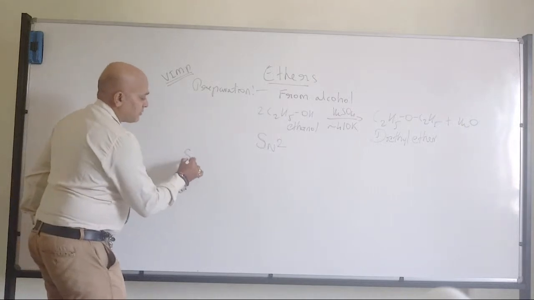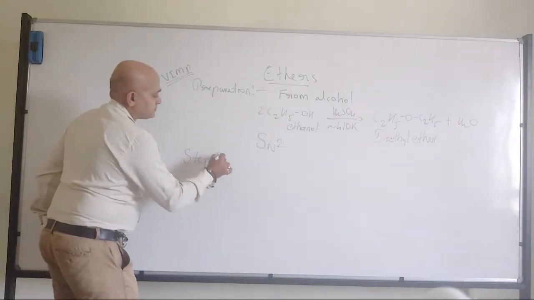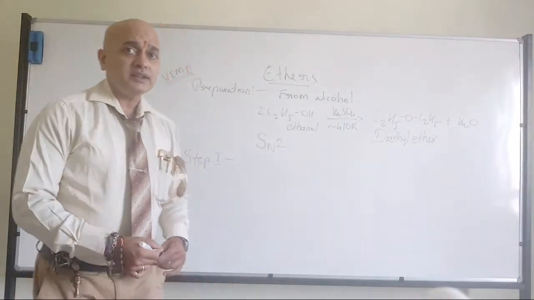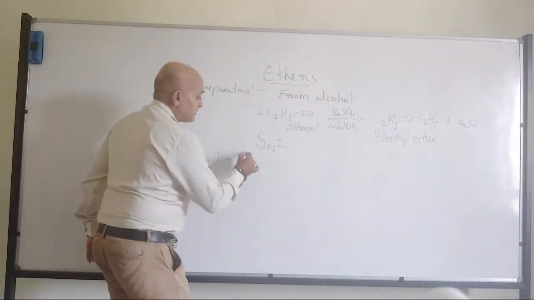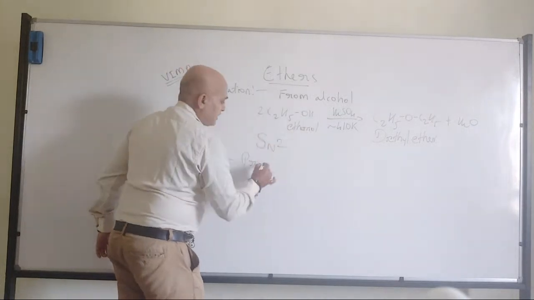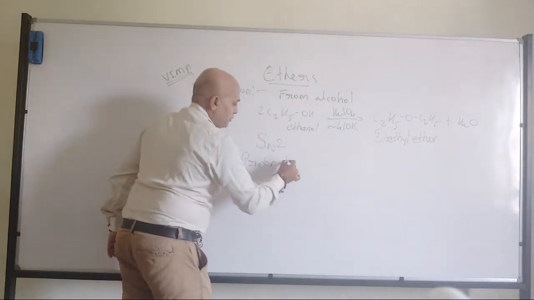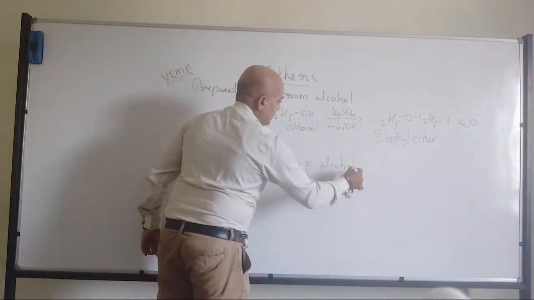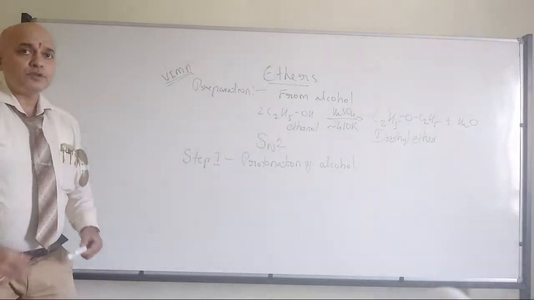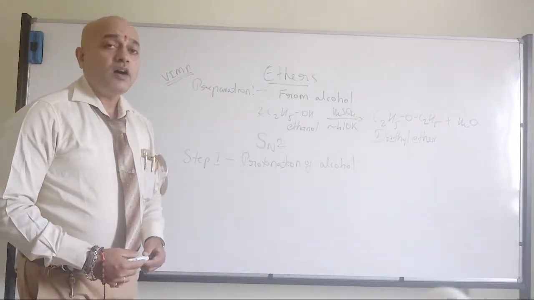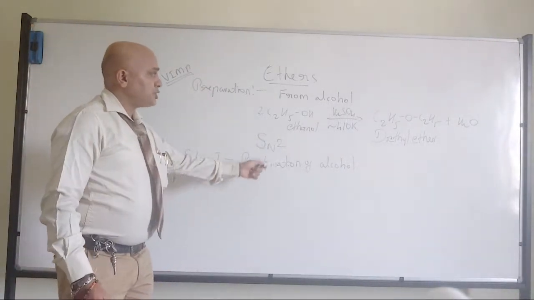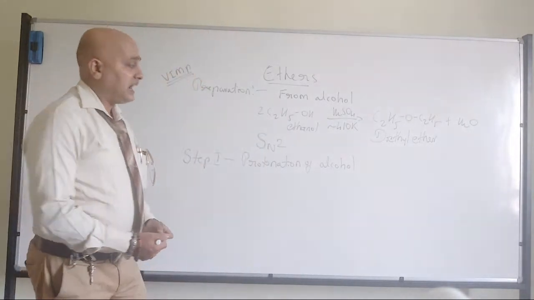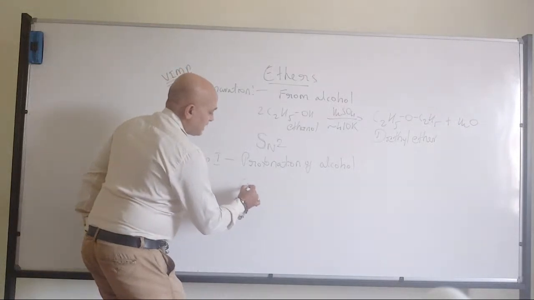Okay. Now step 1. Once again, it is a 3-step process. So step 1 is protonation. Sulfuric acid we are using, right? So step 1 will be protonation of alcohol, that is ethanol. Why protonation? Because we are going with acidic condition. Sulfuric acid we are adding, right?